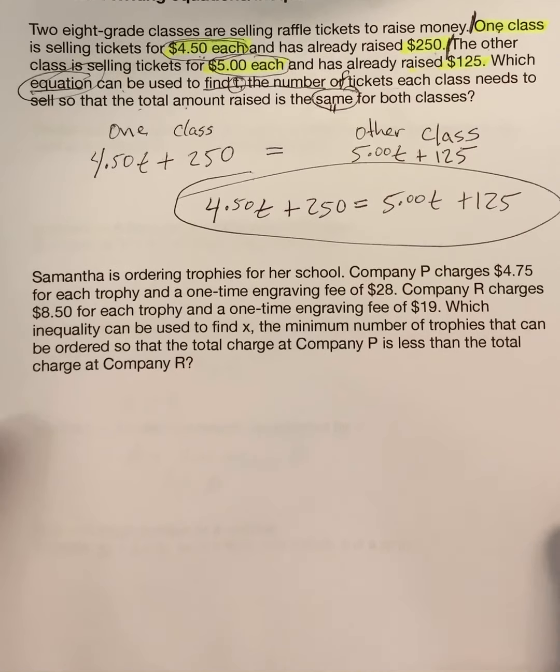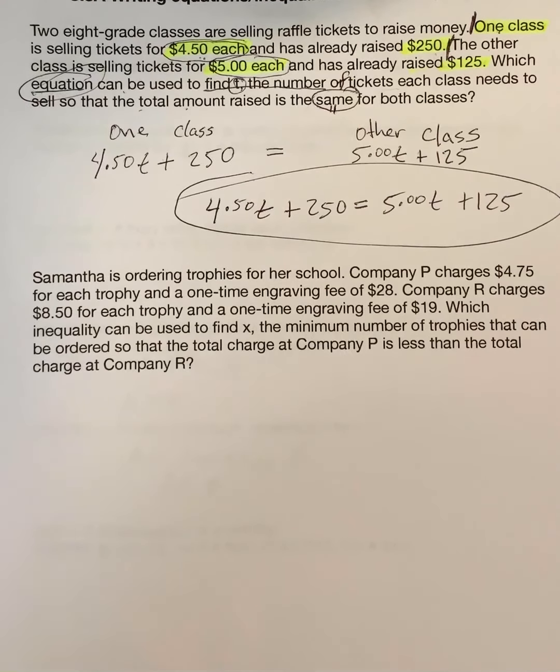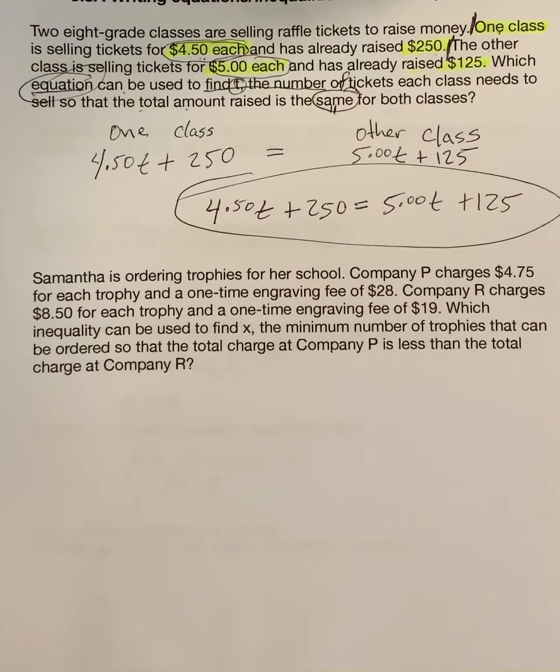It'll help a lot. All right, so Samantha is ordering trophies for her school. Company P charges $4.75 each trophy and a one-time engraving fee of $28. Company R charges $8.50 for each trophy and a one-time engraving fee of $19. Which inequality can be used to find X, the minimum number of trophies that can be ordered, so that the total charge at Company P is less than the total charge Company R?